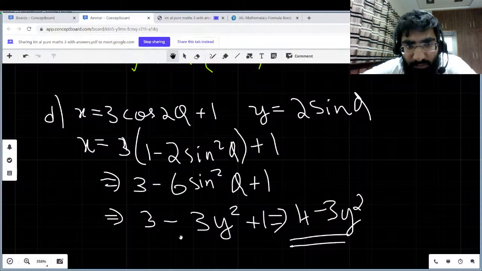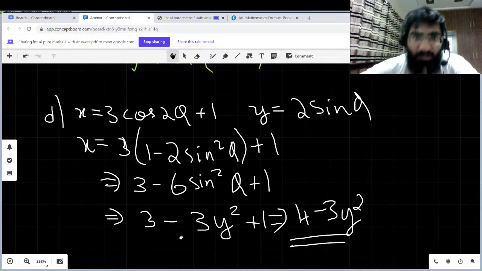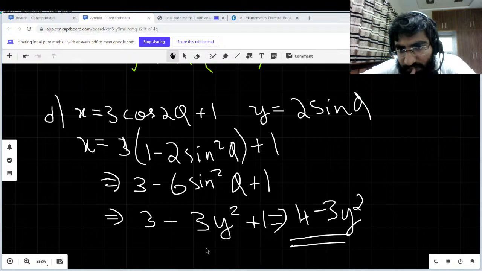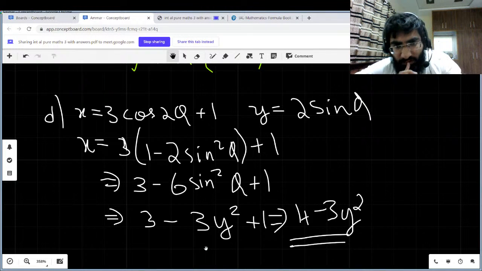Let me tell you where you went wrong. So you did x is equal to 3 cos 2 theta plus 1. So you made it 1 minus 2 sine squared theta. So you got 3 minus 6 sine squared theta plus 1.